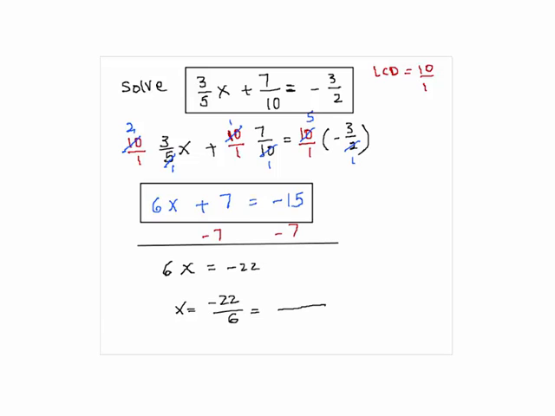I can divide just by 2, so half of 22 would be 11, minus 11 here, and then half of 6 would be equal to 3. So we can write it as minus 11 over 3, that should be what x is equal to, or we can change it to a mixed number, that's fine, but this is just fine.